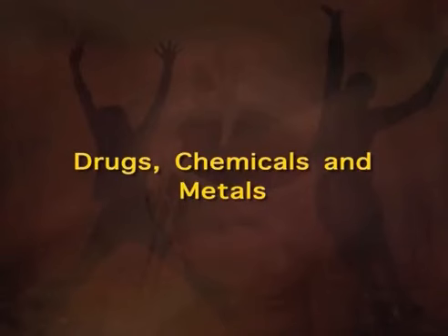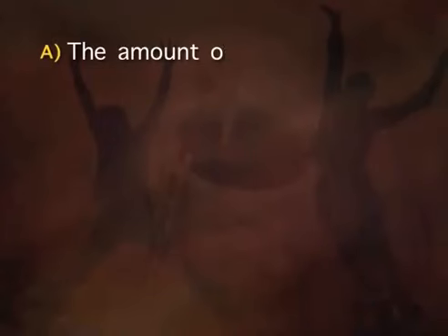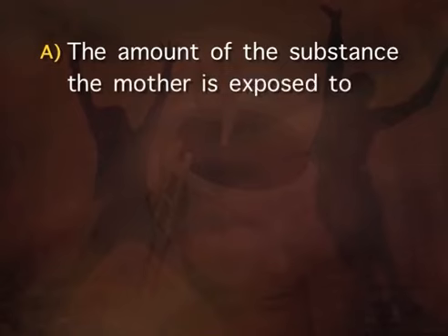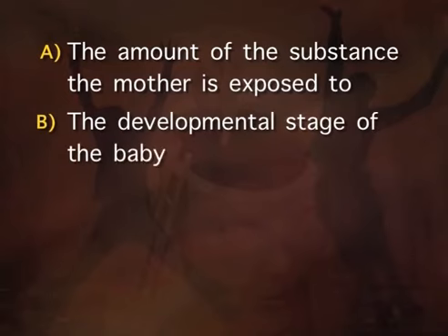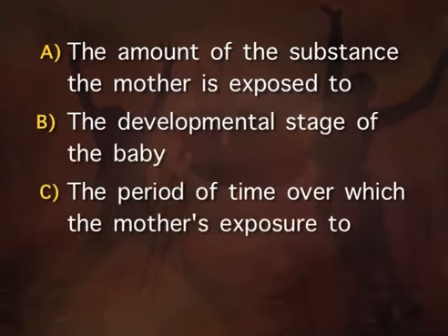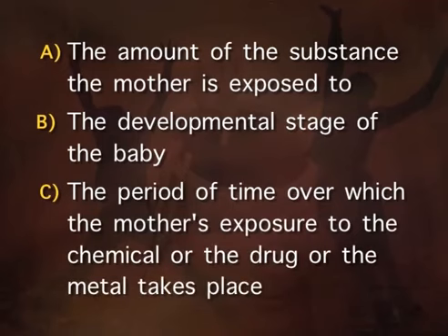The first group of teratogens that we're going to look at can be classified as drugs, chemicals and metals. These can cause a wide range of congenital abnormalities, estimated to produce around 10% of birth defects. The severity of the abnormality depends on different factors such as A. the amount of the substance the mother is exposed to, B. the developmental stage of the baby, and C. the period of time over which the mother's exposure to the chemical or the drug or the metal takes place.